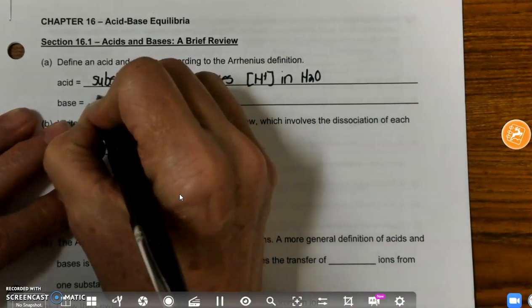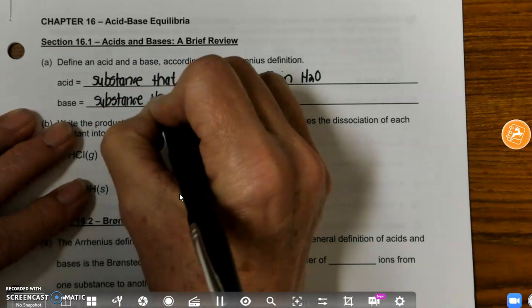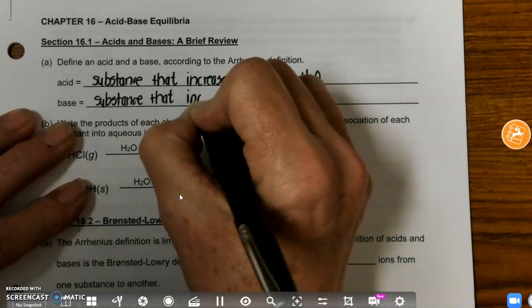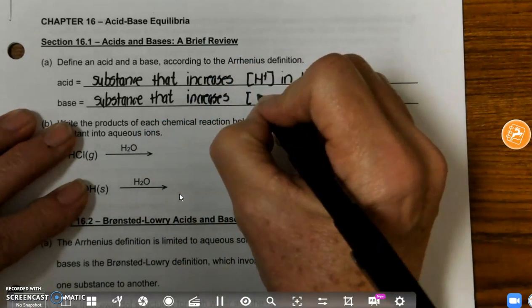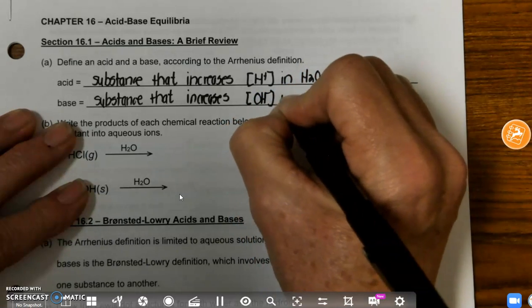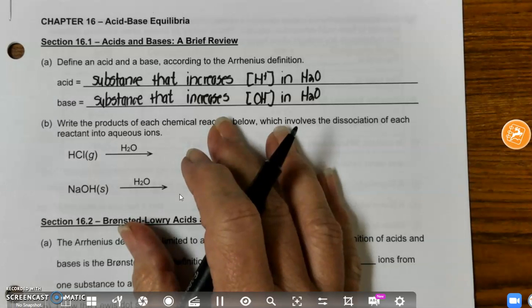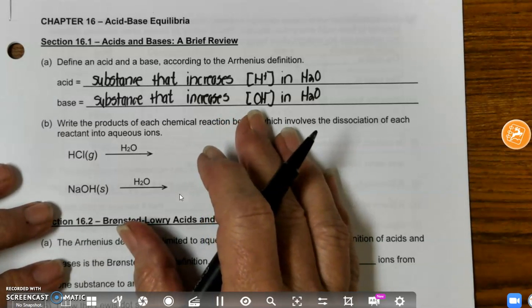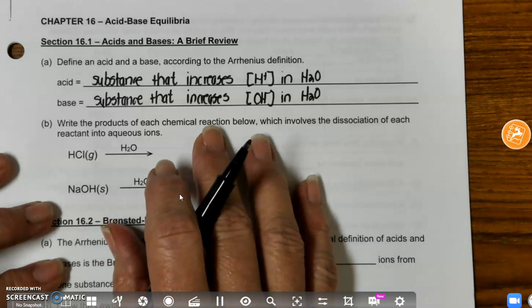And a base is going to be a substance that increases the concentration of hydroxide ions in water. So these are what we're most familiar with, right? Whenever we see hydroxide as the anion, we know that that's a base, and that's true here as well.